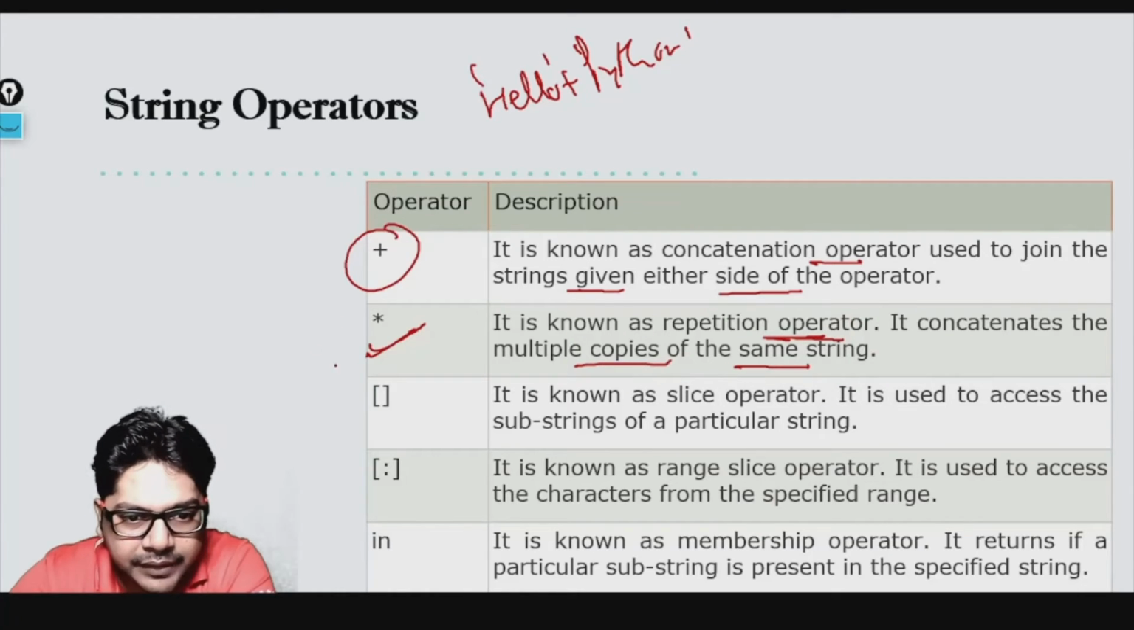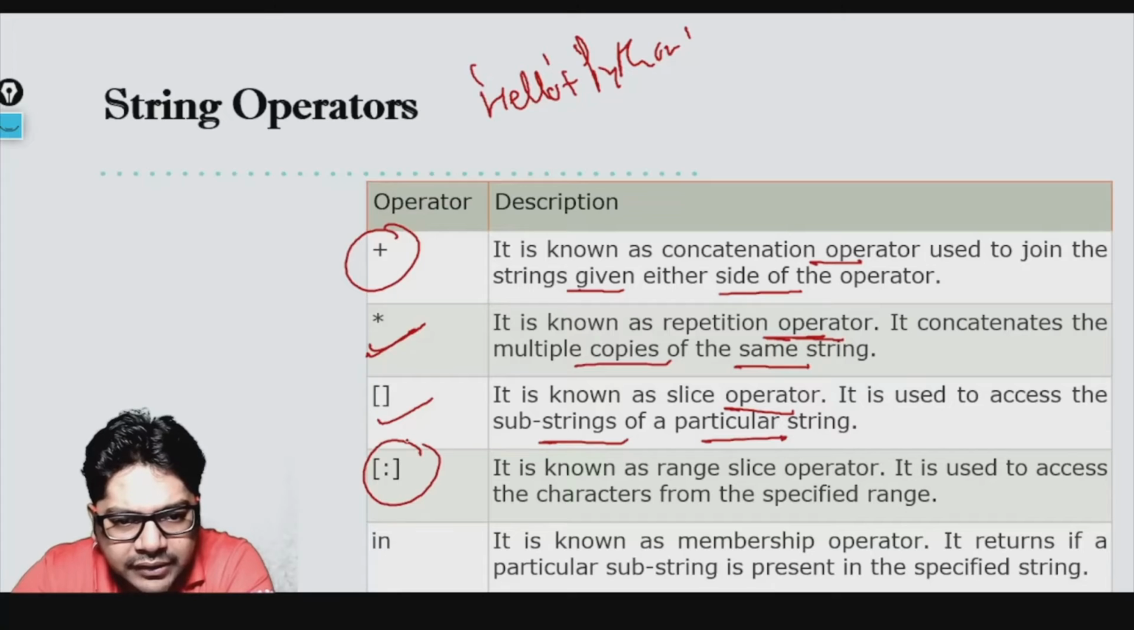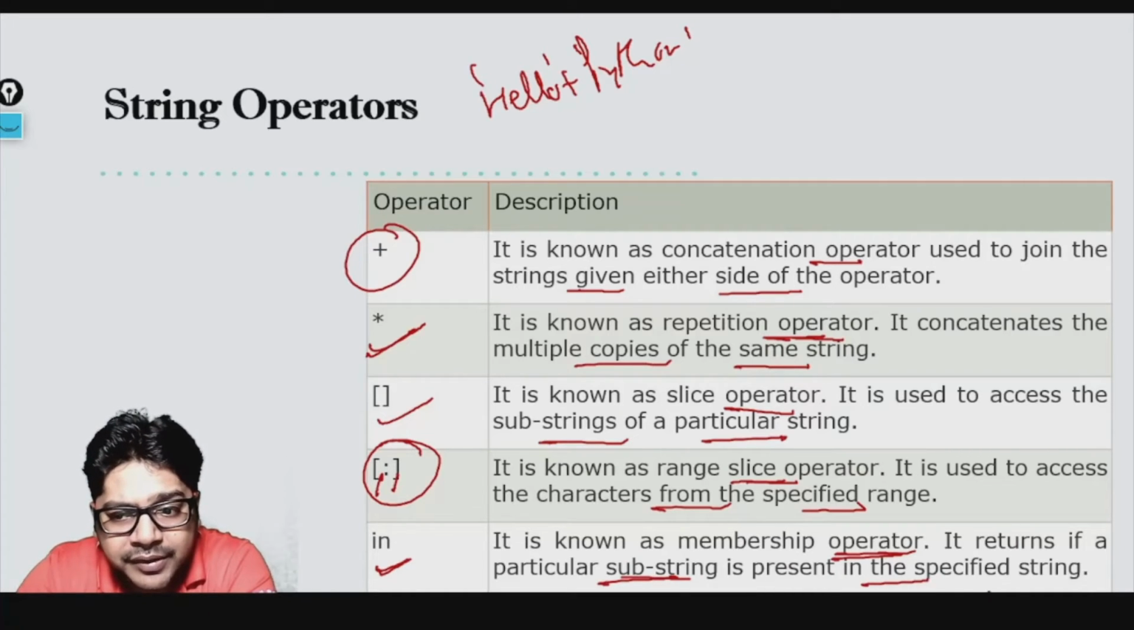Okay. Then we have the indexing. It is known as the slice operator. It is used to access a substring of a particular string. We have already seen that. This also we have seen, it is known as the range slice operator and is used to access the characters from the specified range. You give a starting range and then an ending range, right? And then in. Now it is known as the membership operator and it returns true if a particular substring is present in the specified string or not.